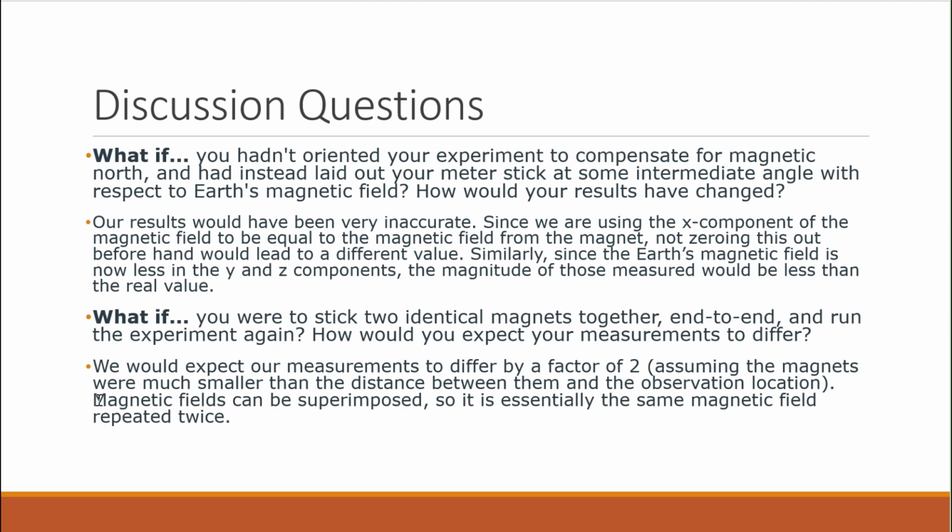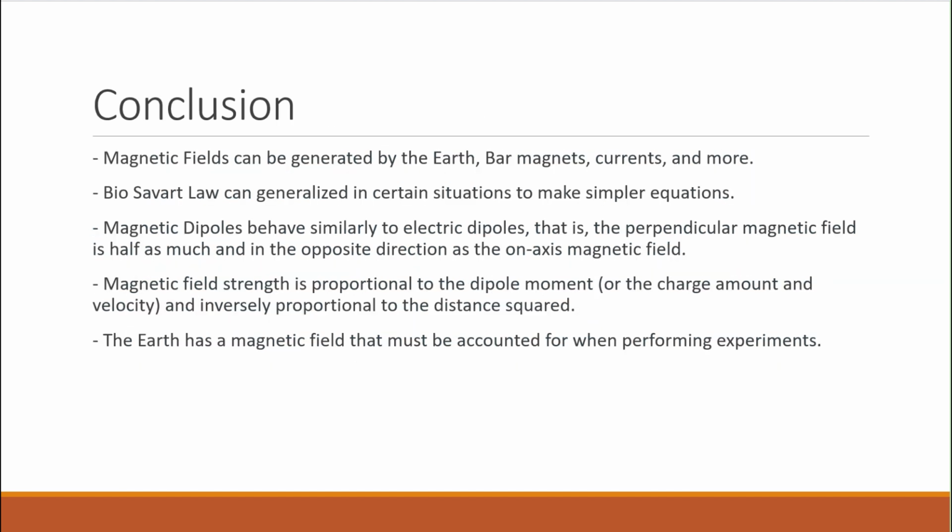If we were to stick two identical magnets together, what would happen? Well, our experiments would differ by a factor of 2, assuming that the magnets were much smaller than the distance between them and the observation location. This is because of superposition. So, our conclusion.